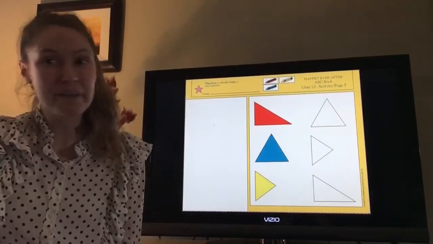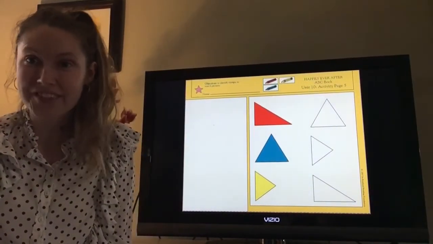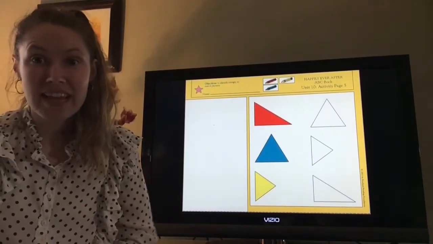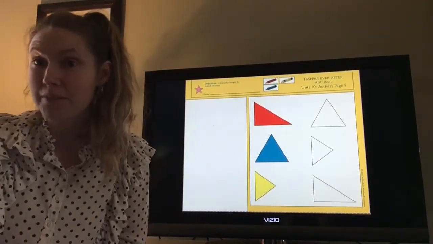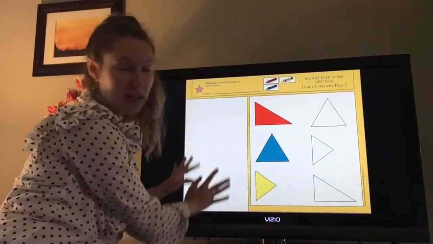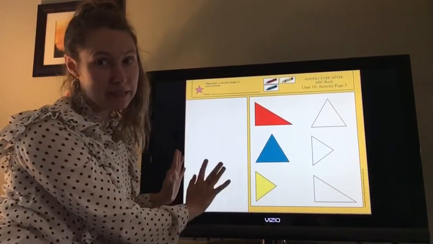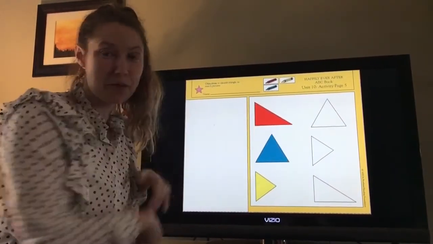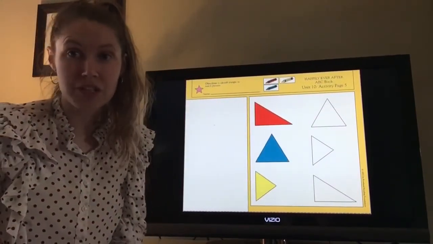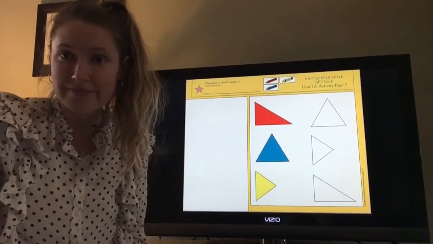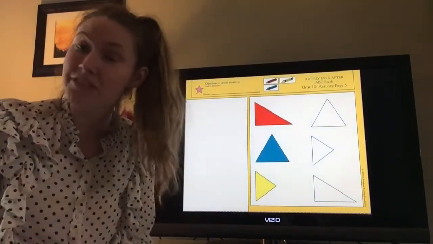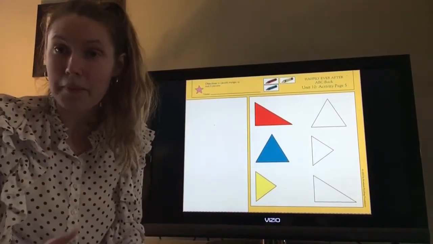All right, TK, here we are ready to work on activity page 5. Remember, for this page, our objective is to match shapes. So, on this side here, we're going to ignore this little white rectangle here. That's actually going to be something we need for activity page 6, so we can ignore it. We're going to look at our 3 shapes here. We see 3 shapes. What are these shapes? They're all the same shape. Even though they look kind of different, they're all the same shape. Which shape are they?